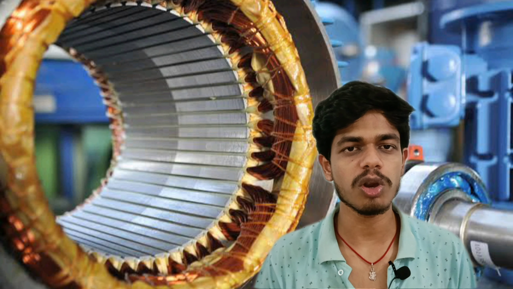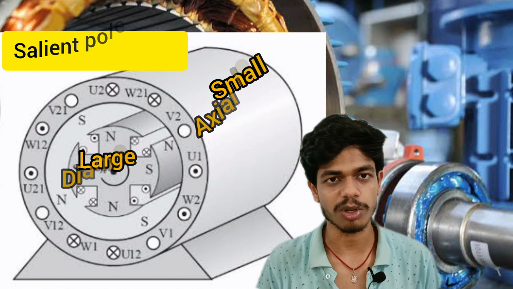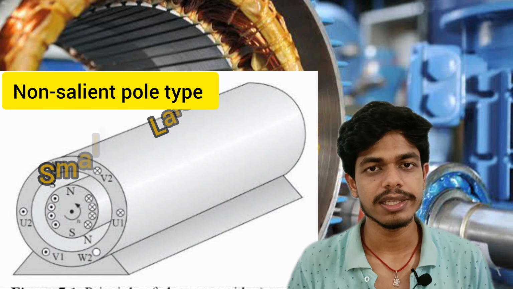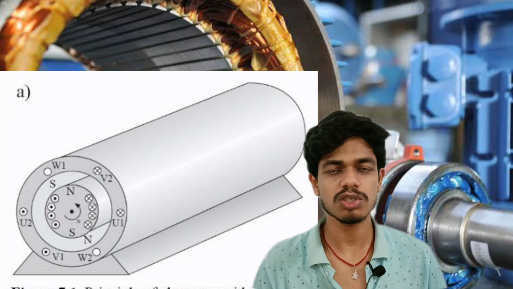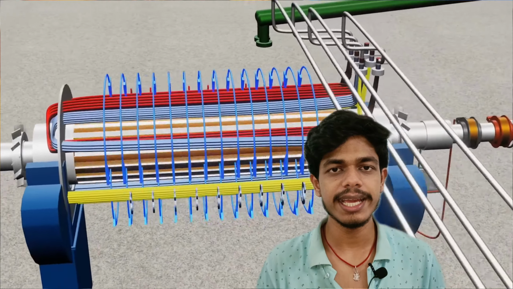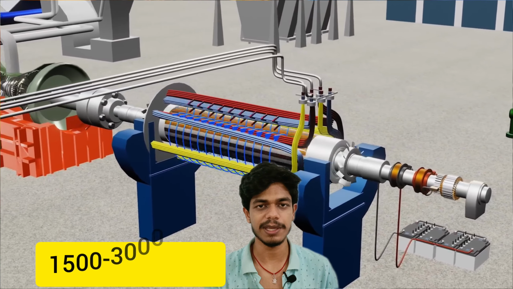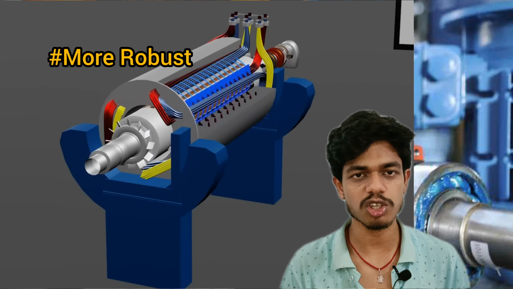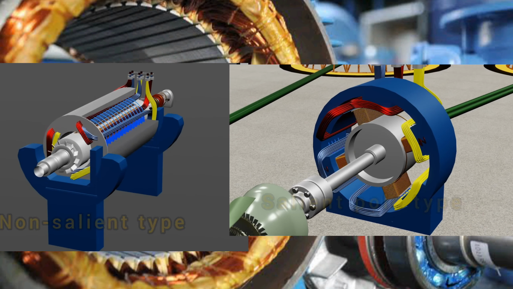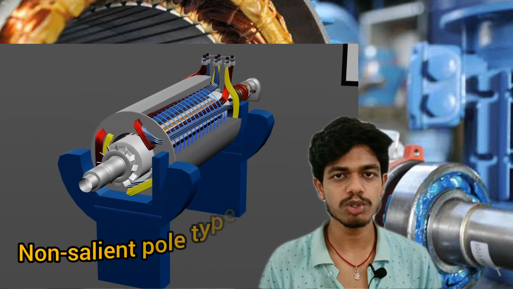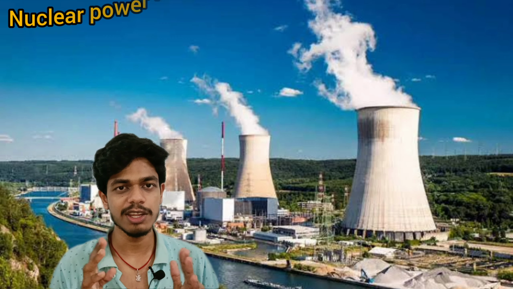In the salient pole type rotor, the axial length is less due to the larger diameter of the rotor. But in the non-salient pole type rotor, the axial length is very high due to the smaller diameter of the rotor. These motors are used where we need high rotational speed, typically about 1500 to 3000 rpm. This motor is more robust in construction, with less noise and fewer losses than the salient pole type motor. We use this motor in high rotational speed applications like thermal power plants and nuclear power plants.